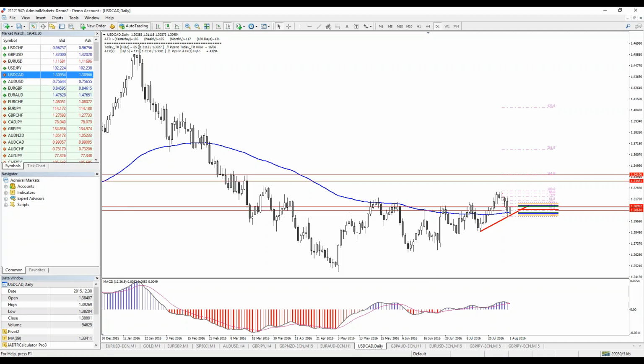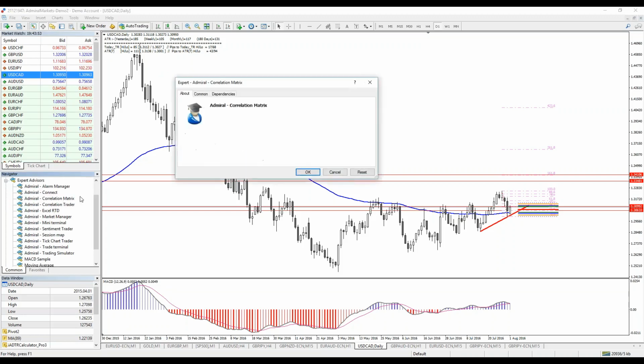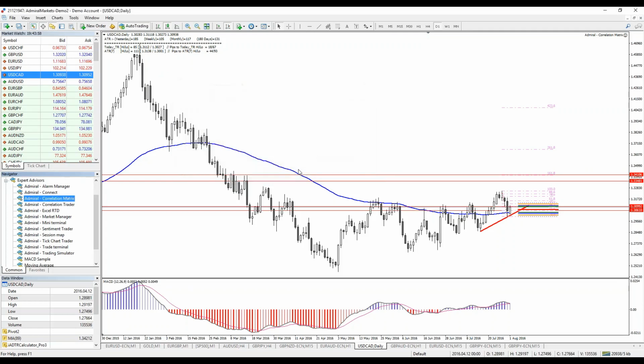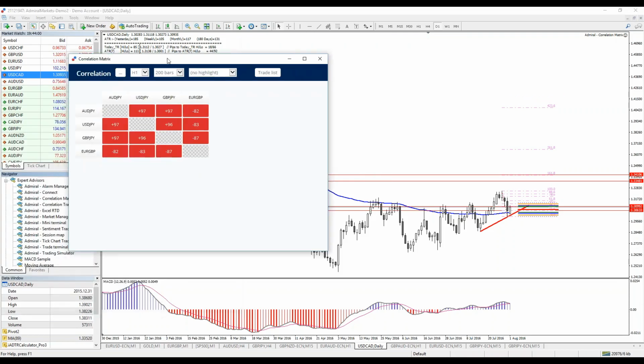Okay, next question. Dollar CAD. Is it negatively correlated to Australian dollar? Ilya is asking. Well, Ilya, you can check it easily. Go to expert advisors and then correlation matrix. Let's place it here. Australian dollar.